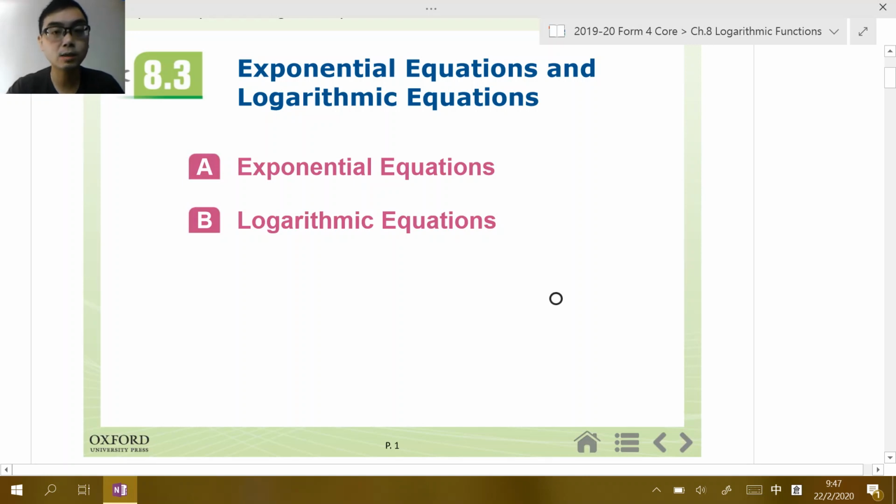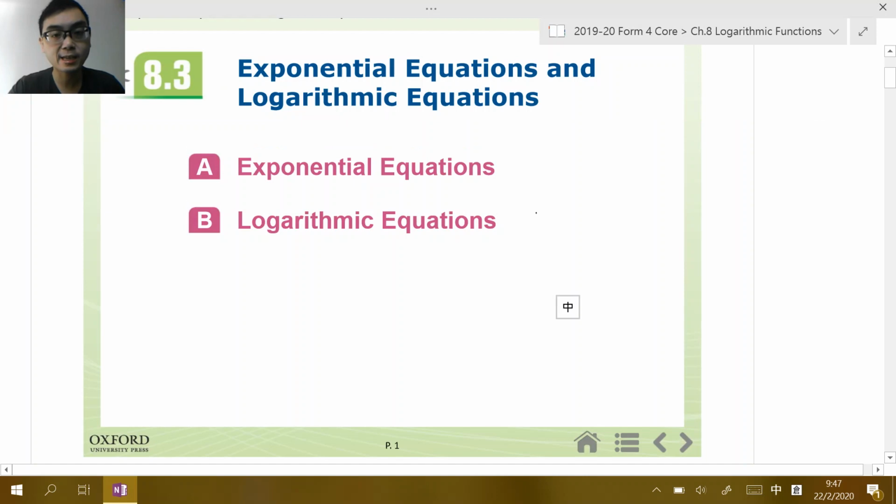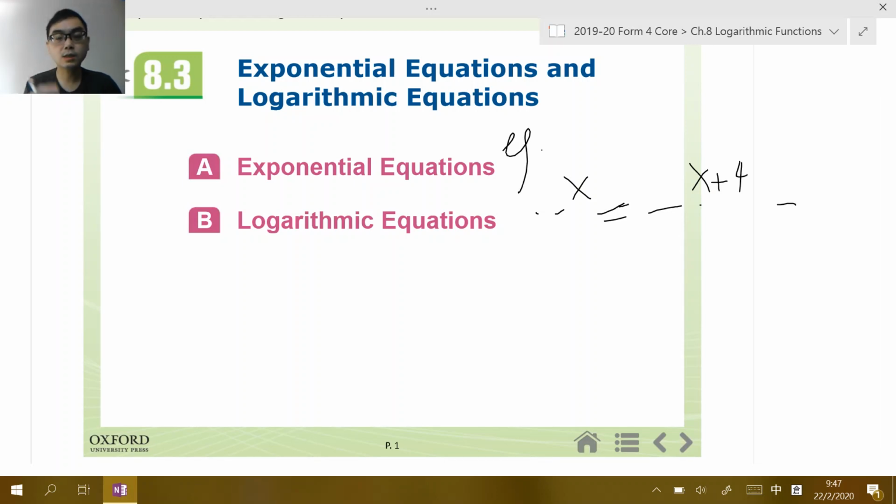That means you may have to do the equation with some variable. For example, when we say x as the power, and on the other hand you may have another thing with x, for example 4 to the power something like this. So this is the kind of exponential function. That means you have to expect that the variable, for example x, becomes part of the index.